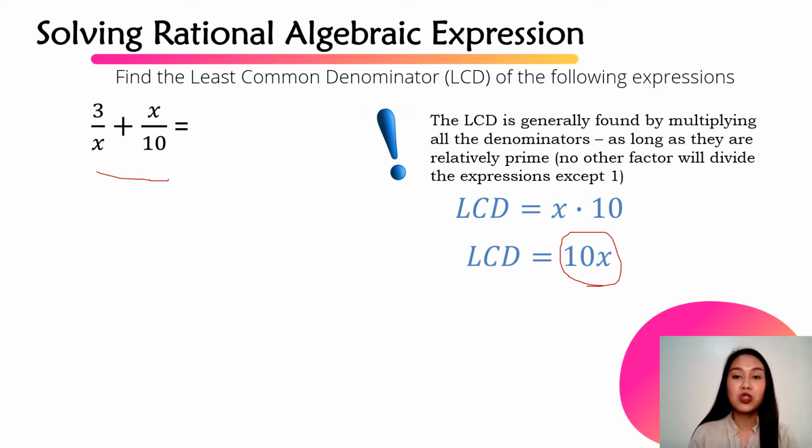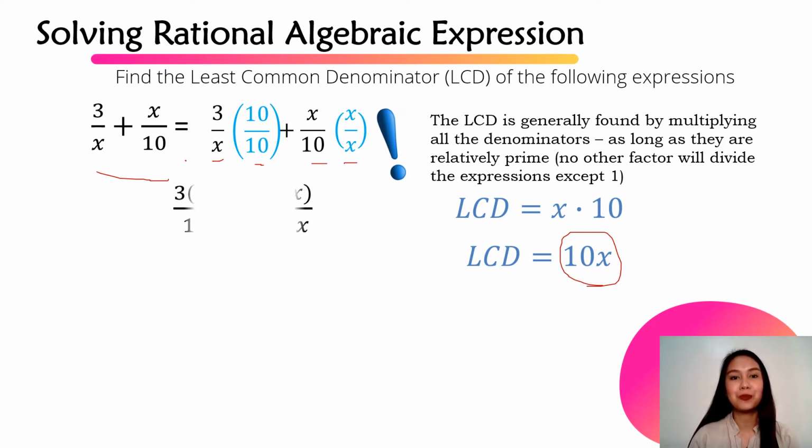Now, this 10x will be the new denominator of these two fractions. To have the new denominator, which is 10x, we have to multiply 10 over 10 to 3 over x. By doing that, when we multiply x by 10, we get the new denominator, which is 10x. On the other addend, we have to multiply x over x because 10 times x gives also 10x. So we can simplify it as this: 3 times 10 over 10x plus x times x.